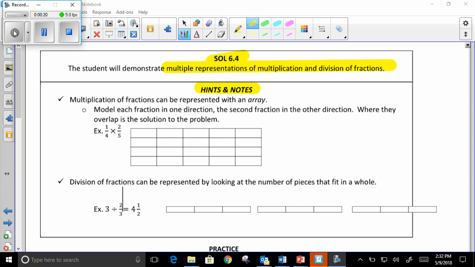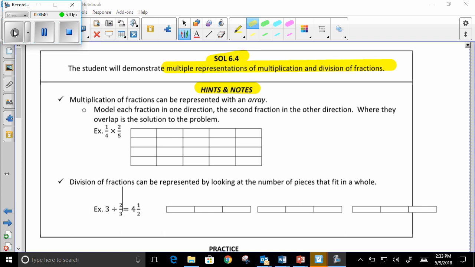I want to go over that with you, and I want you to draw this with me, because maybe this will be a review of what we did a couple months ago. When we talked about multiplication and division, there is a way that you can show the representation by drawing the actual fraction. So let's look at the first one.